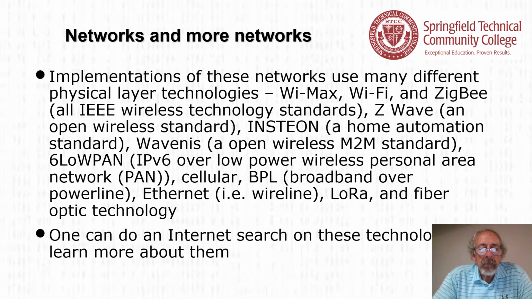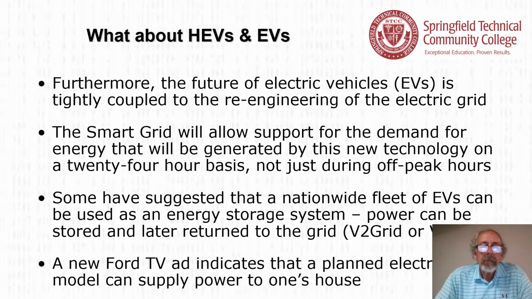6LoWPAN, which is IP version 6 over low power wireless personal area networks, which is a PAN. Cellular, BPL, broadband over power line. Ethernet, which is again a wireline technology. LoRa, and fiber optic technology. You can do an internet search on these technologies to learn more about them. I will be talking about them in the part of the course when we talk about wireless.